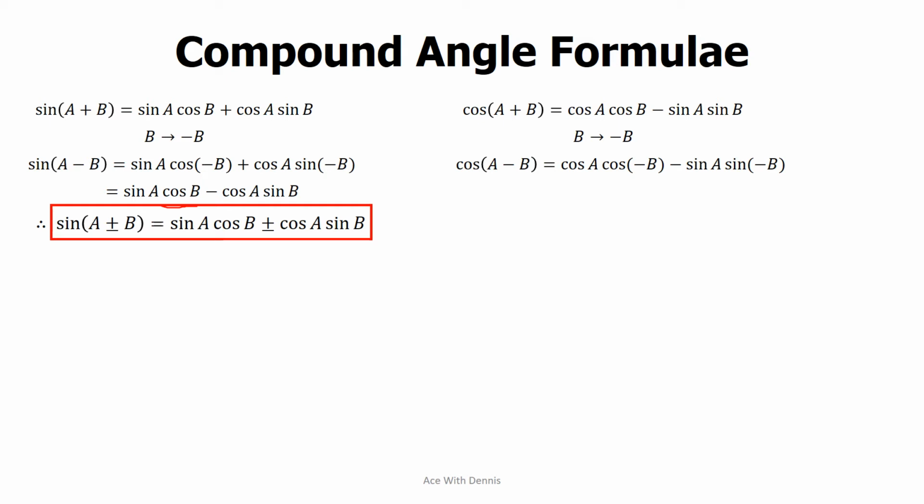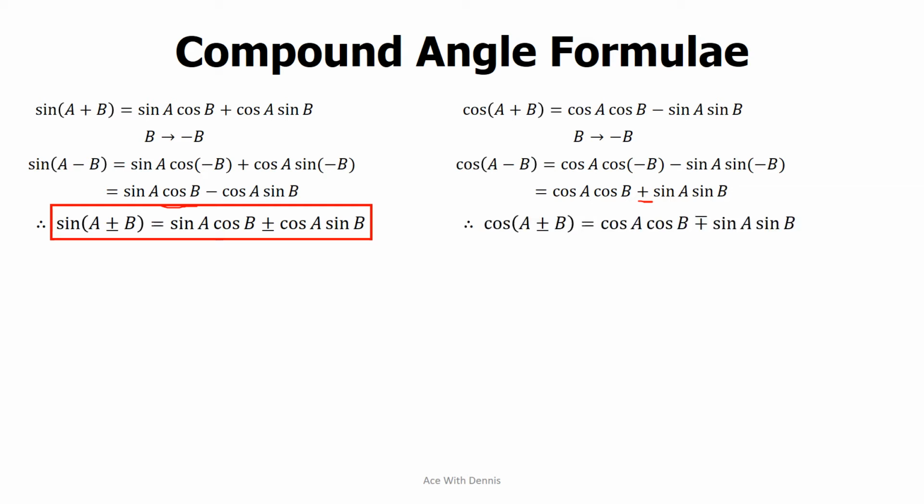Alright, so the same concept. Cosine negative is positive, right? So cosine negative B is cosine B. Sine negative B becomes negative sine B. So negative times negative becomes positive. Therefore, cosine A minus B is cosine A cosine B plus sine A sine B.